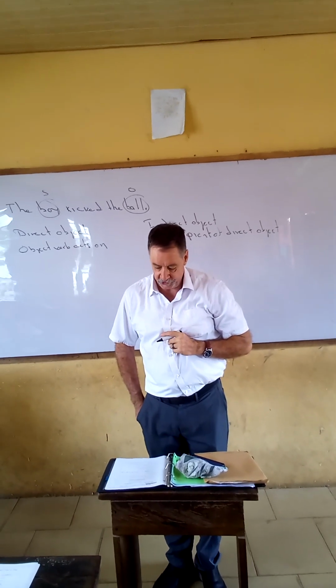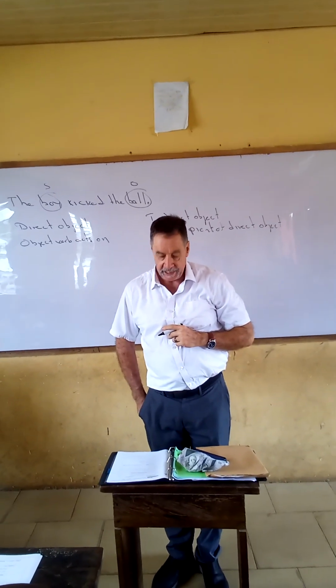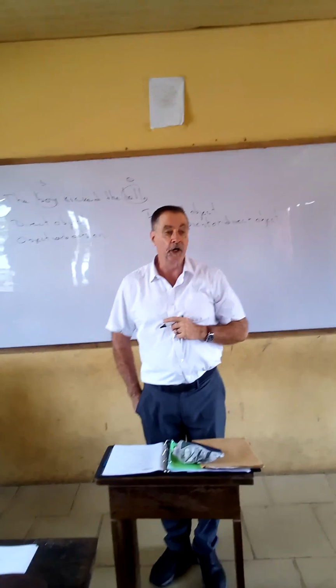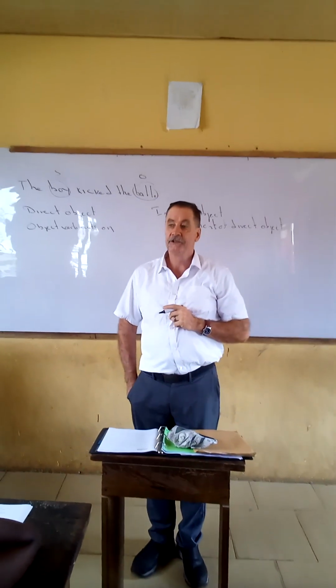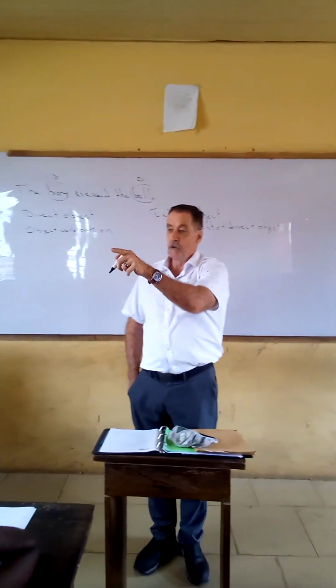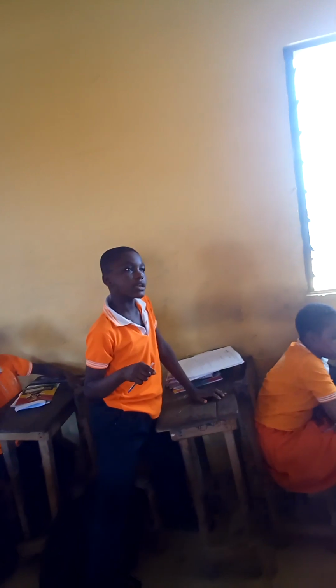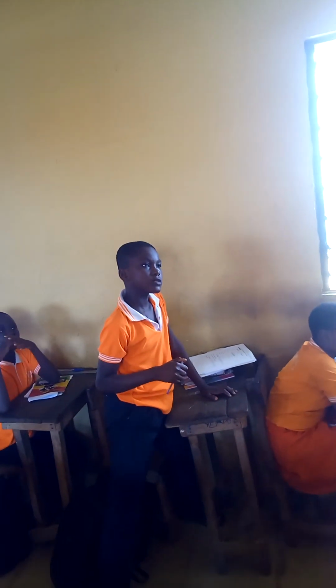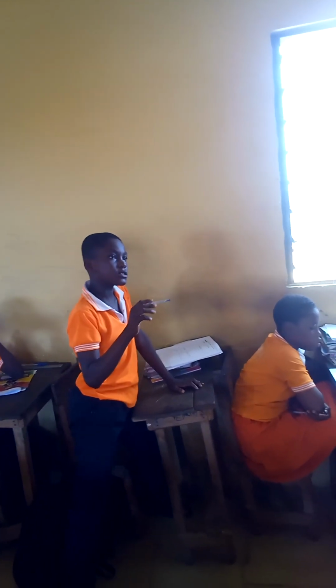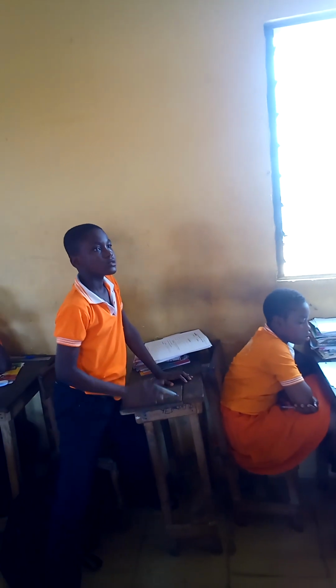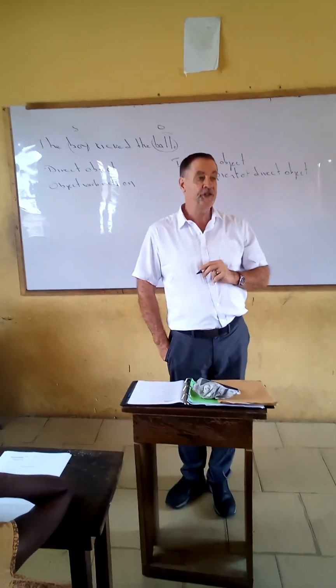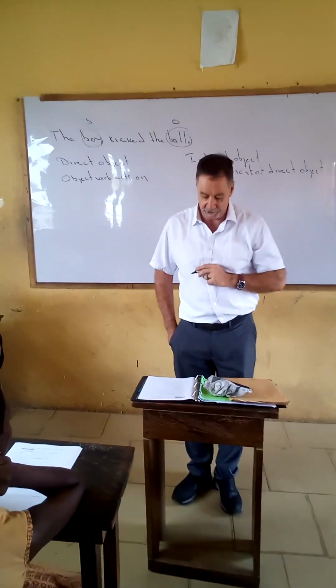So, for each, okay, so repeat. He gave his address to her. So, what's the direct object? Which word? Address. And what is the indirect object? Her, right.